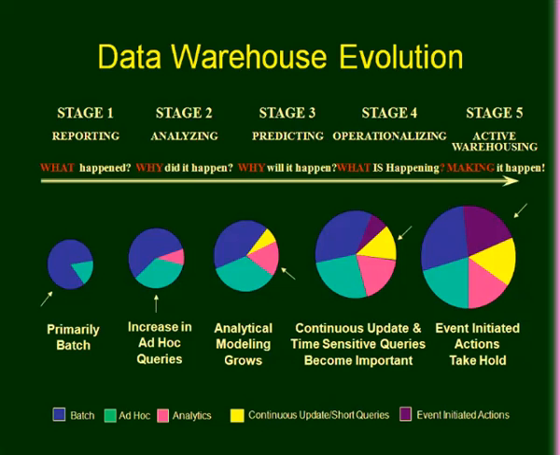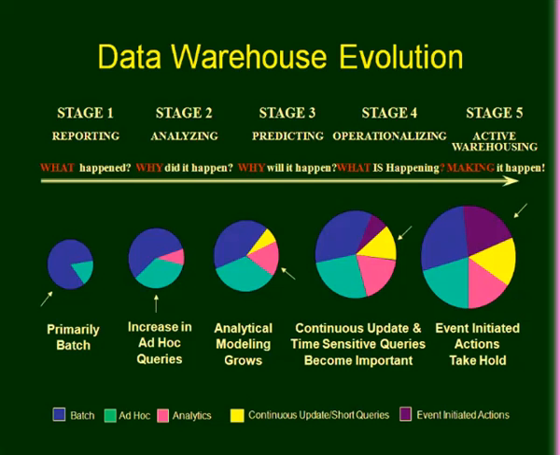But if you see the previous stages, the initial stage of data warehousing is only the reporting stage. Then the second stage of data warehousing is the analyzing stage. Then predicting, then operationalizing the data warehouse, then active data warehousing.